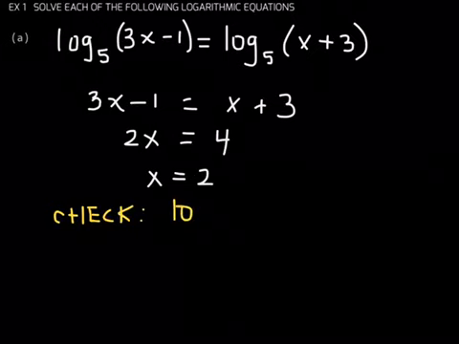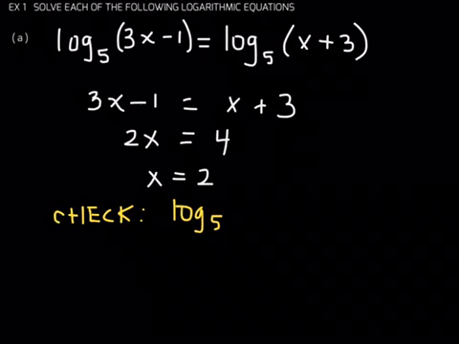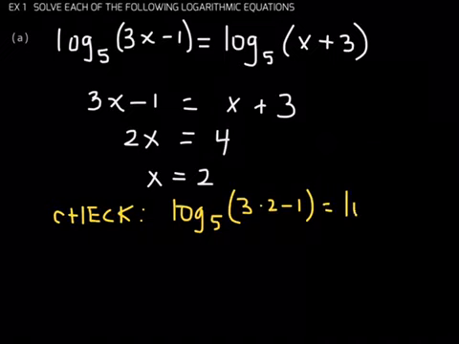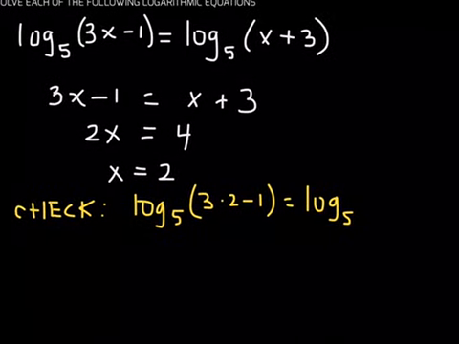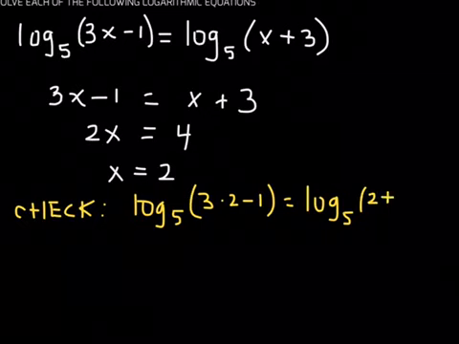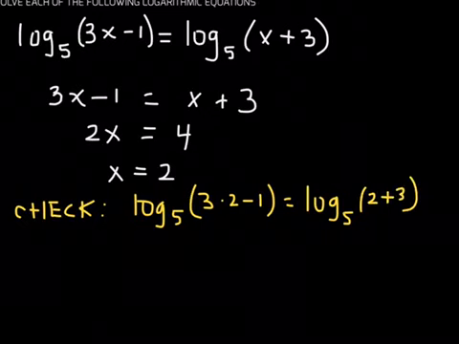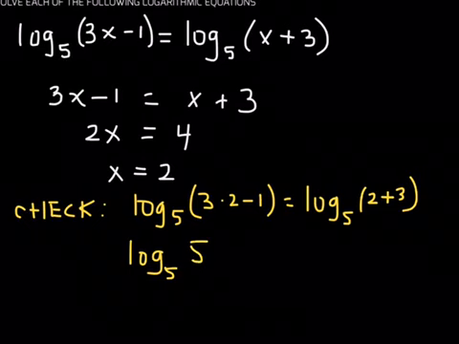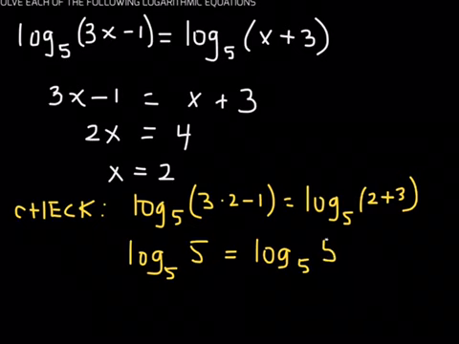So log base 5 of 3 times 2 minus 1 is supposedly equal to log base 5 of 2 plus 3. Like that. So this would lead me to log base 5 of 3 times 2 is 6, 6 minus 1 is 5. Log base 5 of 5 is equal to log base 5 of 5.